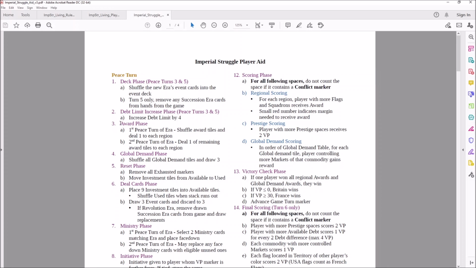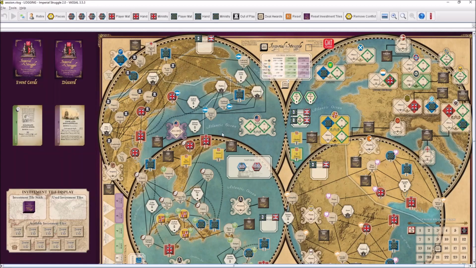So we start from the award phase. We need to shuffle awards and deal one to each region, and also deal them to the global demands. So it is here. Let's move. In the module, you just simply click one thing, deal awards.